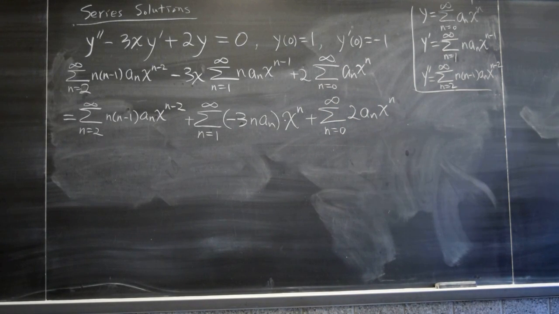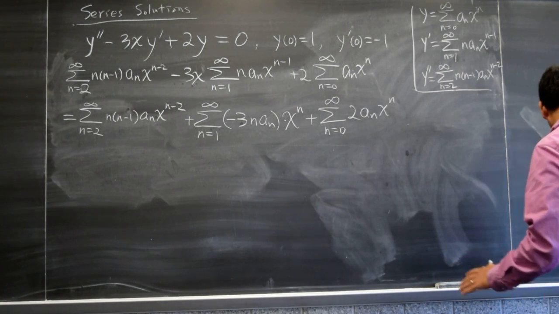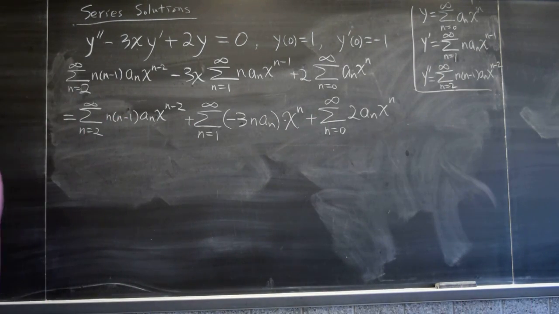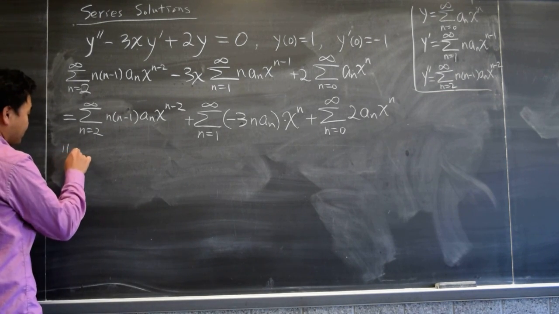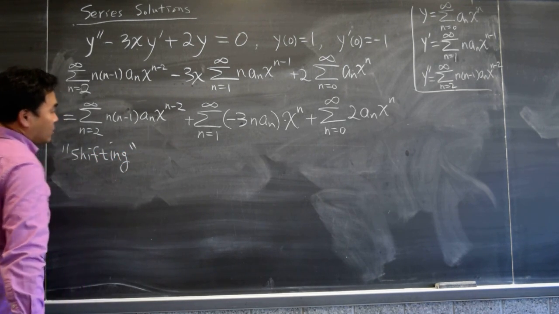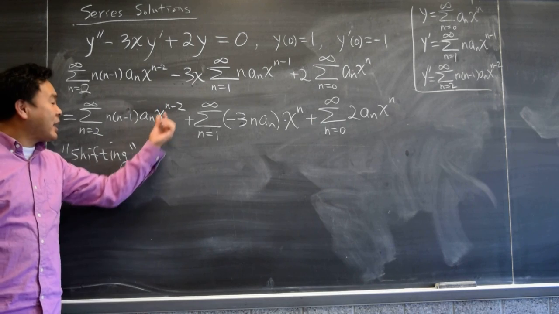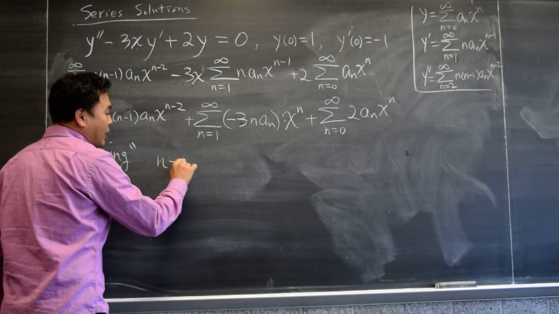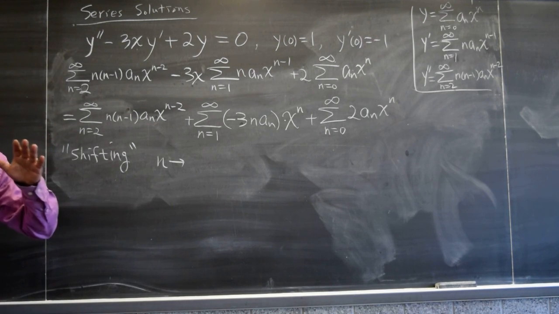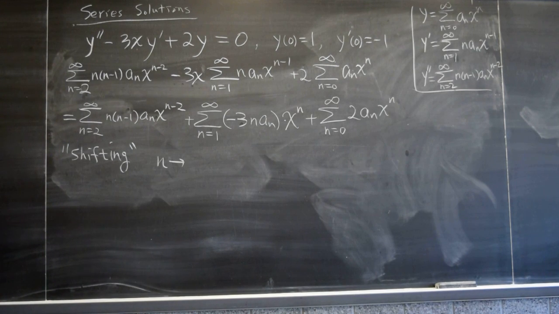And therefore, you do something called shifting. And shifting is the most basic tool that you need to know how to do. So let me try to explain this thing called shifting. What is shifting? What you do is you replace this n by n plus something or n minus something so that everything will have the same exponent. Okay, that's what it is.